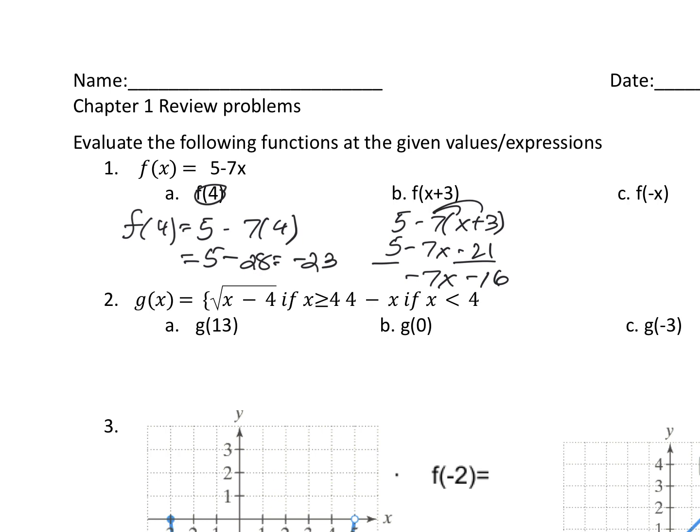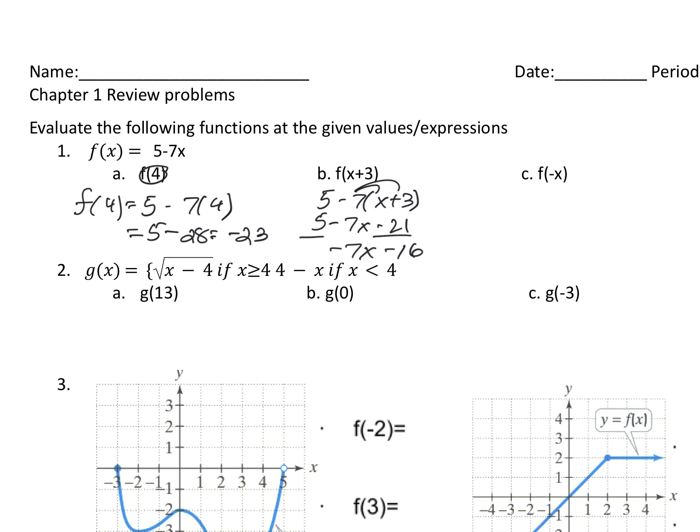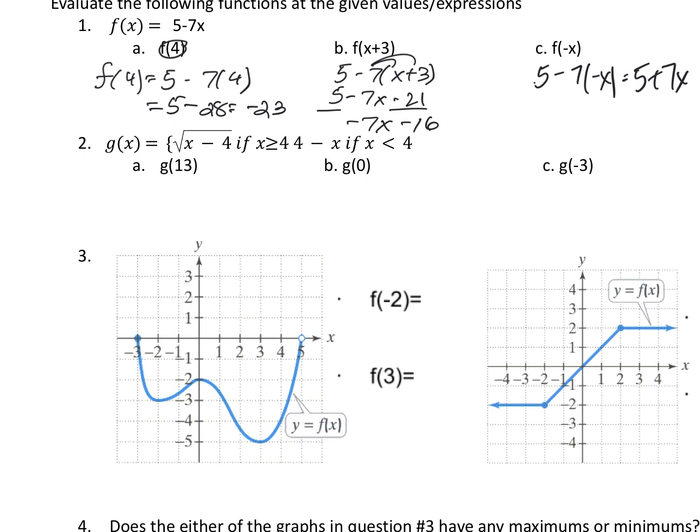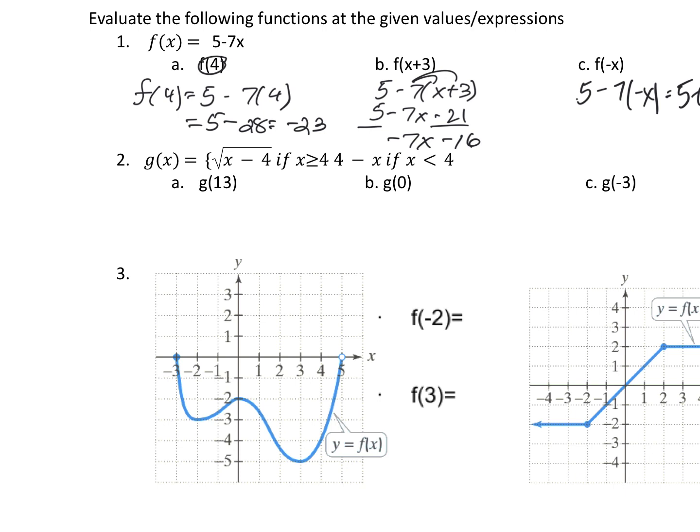F of negative x would actually be a little bit easier than the previous one. So I get 5 plus 7x. Okay, you do the same thing for the ones down here, but that's just substituting directly in. One note I want to make is that there probably should be a comma in here. This is a function when x is greater than 4. This is a function when x is less than 4.